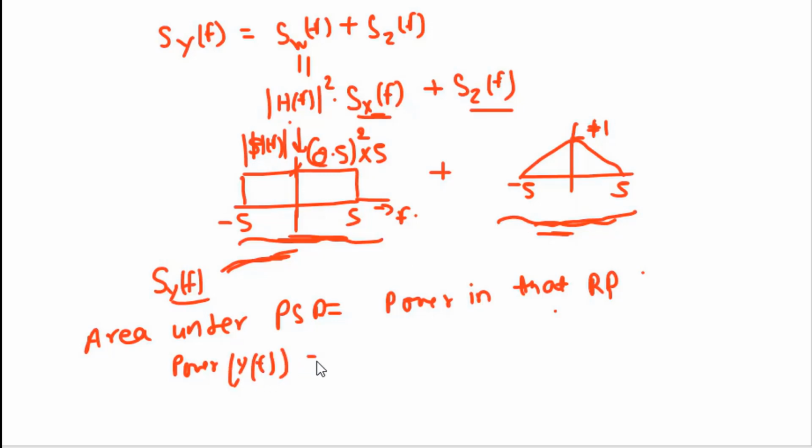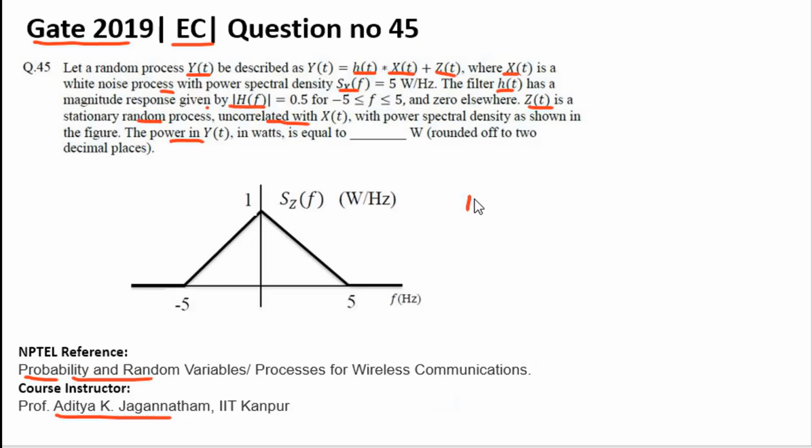The power in y of t will be given by the area of the rectangle, which is equal to 10 into 1.25, that is length into width, plus this one as 5 into 1, that is the area of the triangle. So you will get the answer as 17.5 watt. So the answer for this question is 17.5.